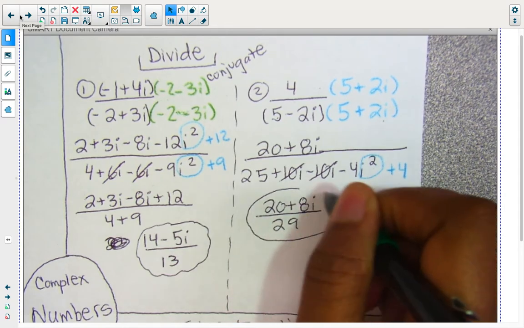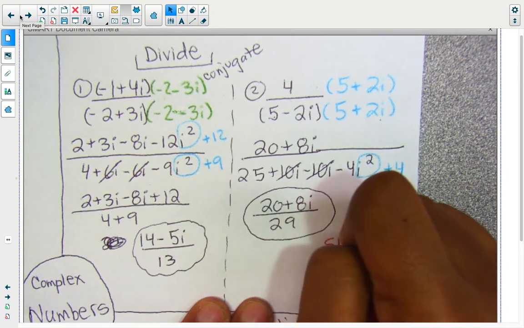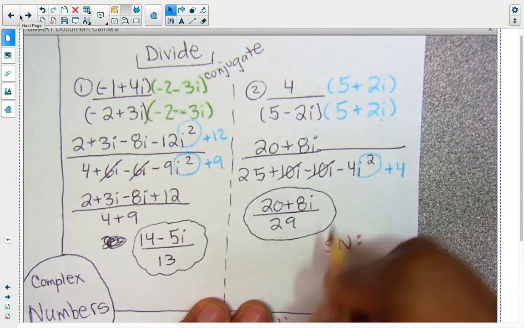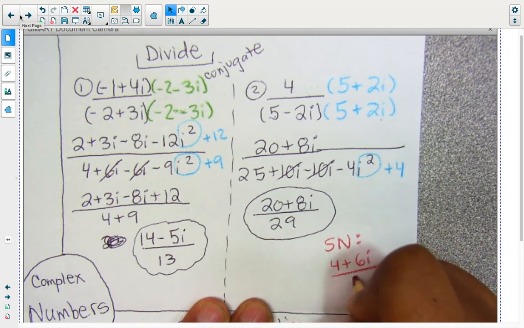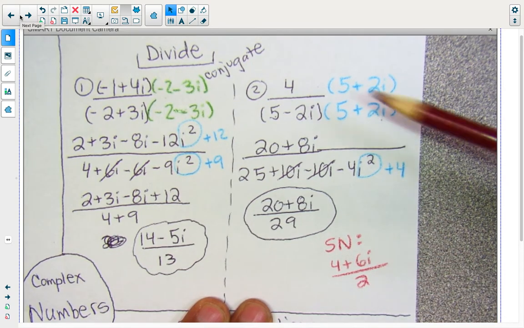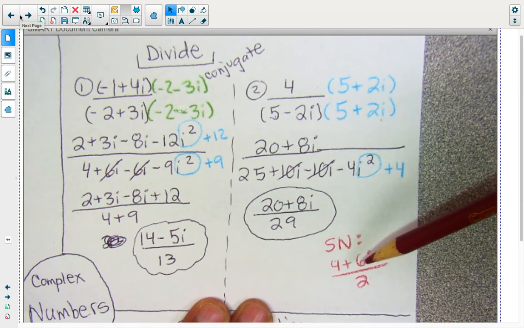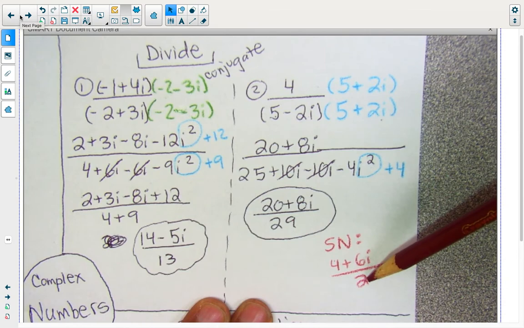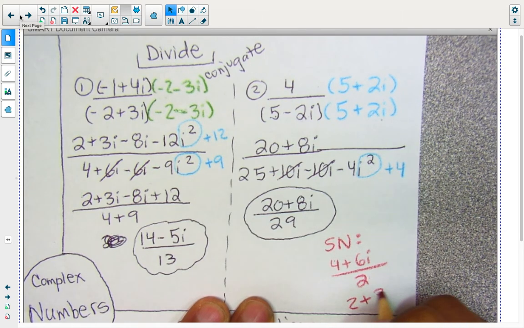If I could reduce my fraction, I would. Let me see if I can think of something off the top of my head right here. You don't have to write this in your foldable. This is like a little side note if you're wondering what I mean by reducing. Say we have 4 plus 6i over 2. This could be reduced because all of these numbers are divisible by 2. This is divisible by 2, this is divisible by 2, this is divisible by 2. So what I mean is reduce it if you can. I would divide everything by 2 so that I will get 2 plus 3i.